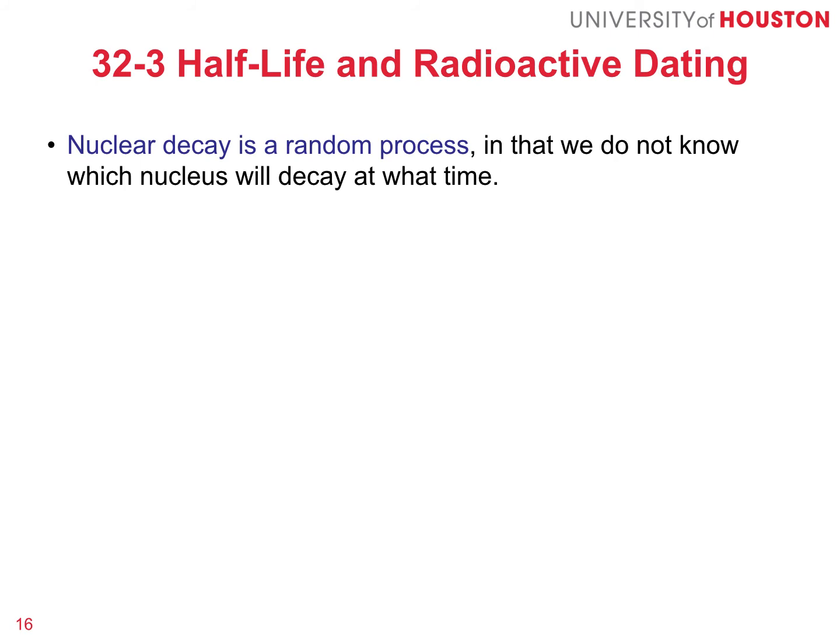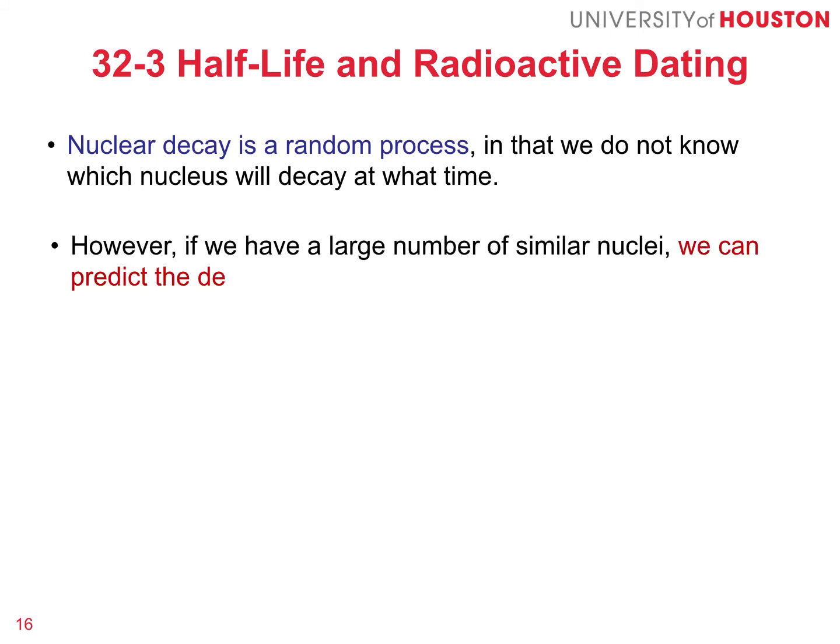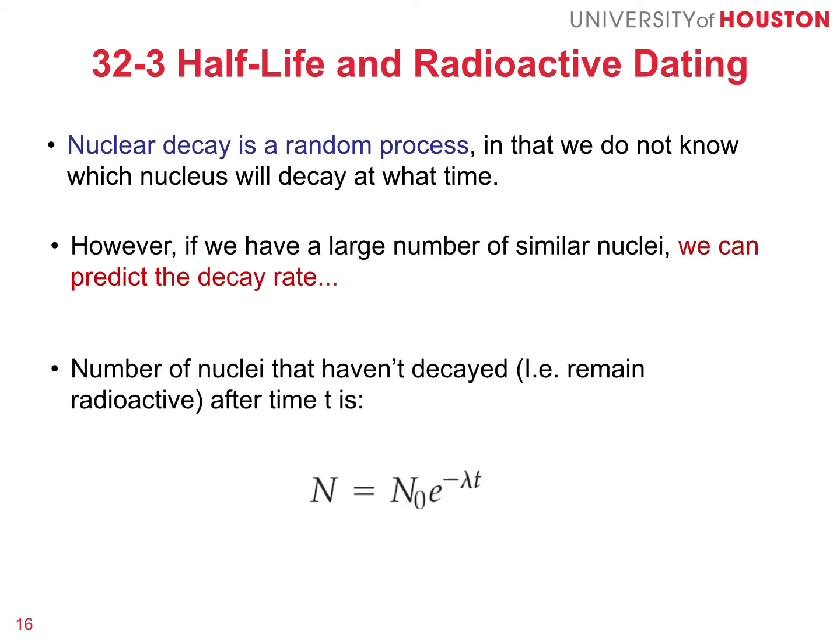Nuclear decay is a random process, and by that we mean that if a nucleus can decay, we don't know at exactly which time it will decay. However, if we have a large number of nuclei, we can predict the decay rate. The number that haven't decayed, capital N, after time t, will equal N0 times e to the minus lambda t, where N0 is the initial number of radioactive particles that can decay.